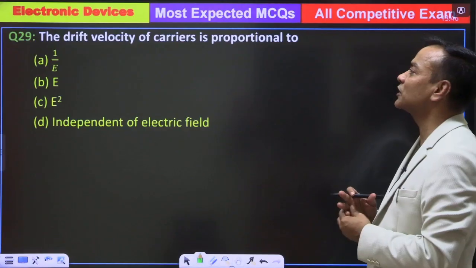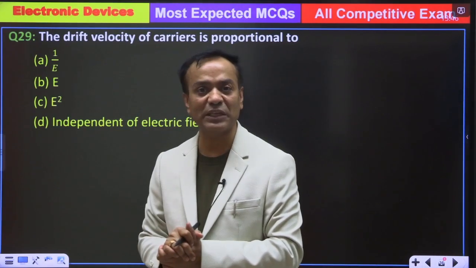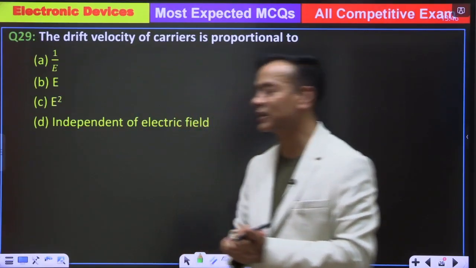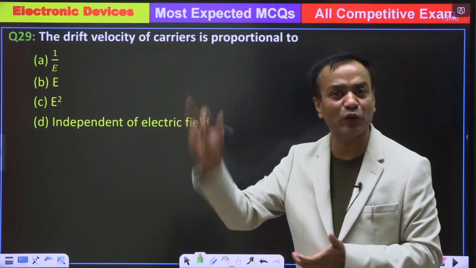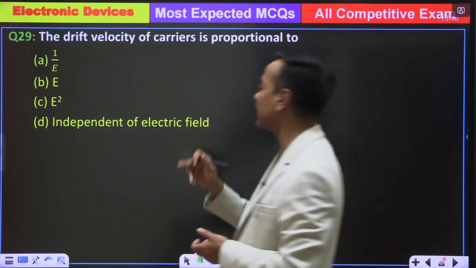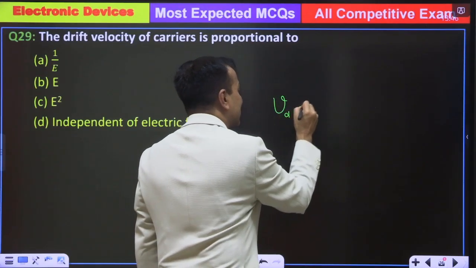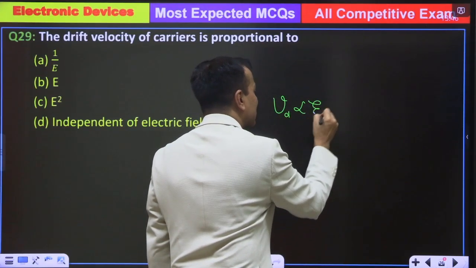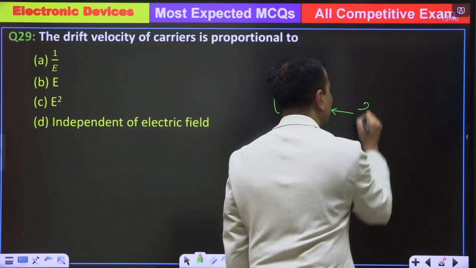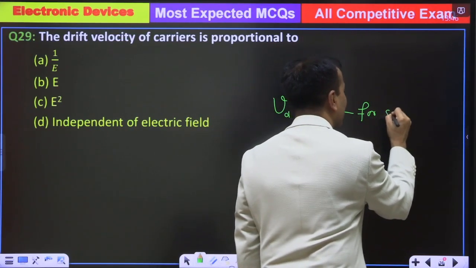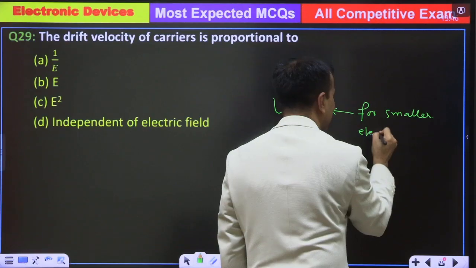The drift velocity of carriers is proportional to: option A, 1 by E; option B, simply E; option C, E square; option D, independent of electric field. So here E denotes the electric field, and drift velocity Vd is directly proportional to electric field, and this is valid for a smaller electric field.